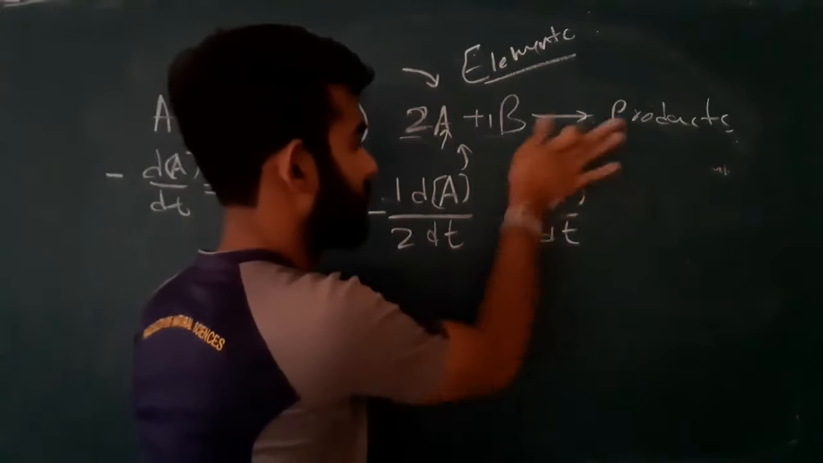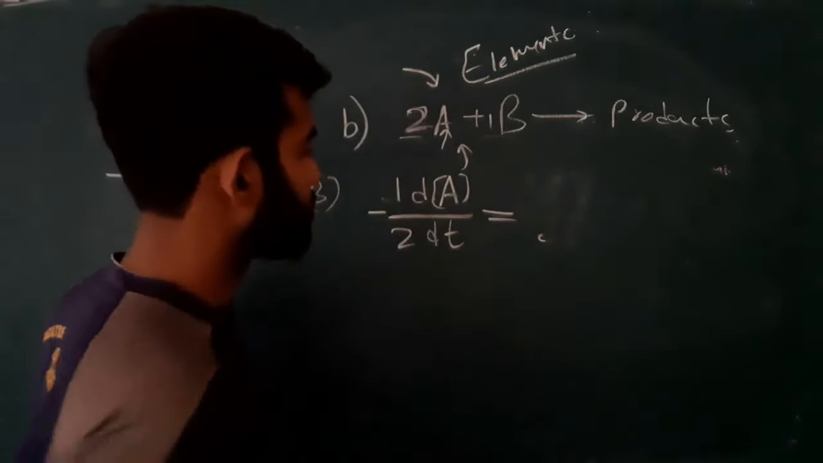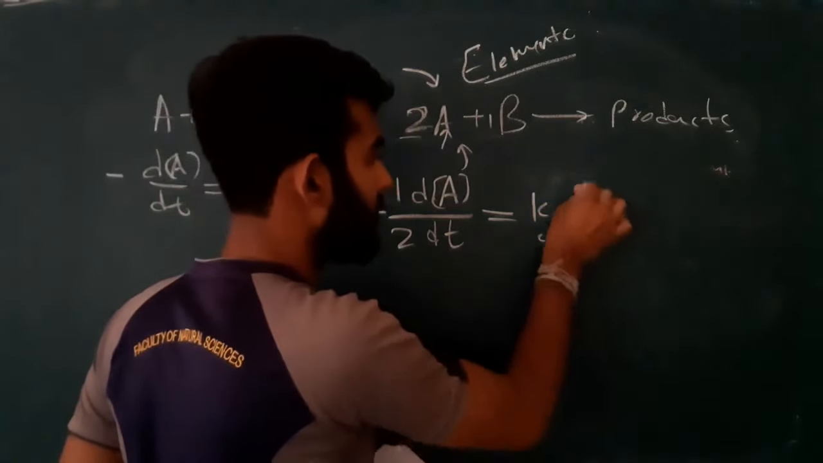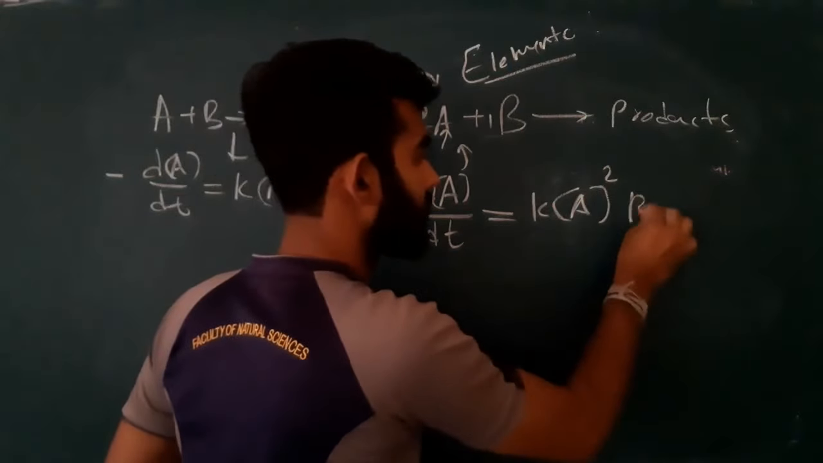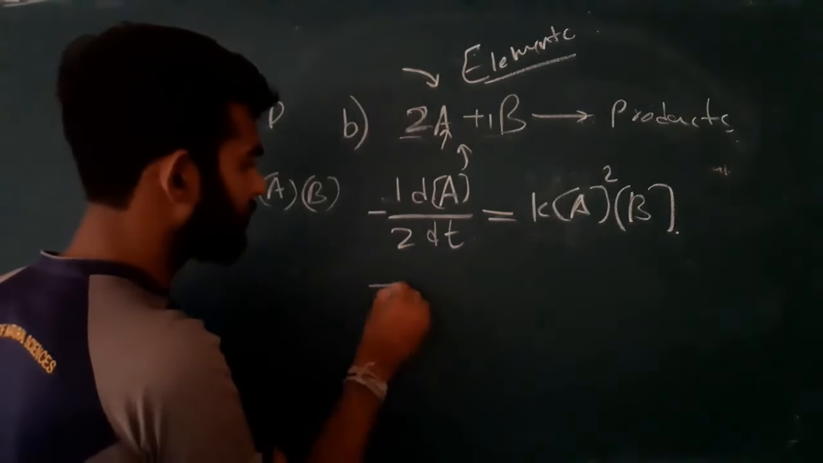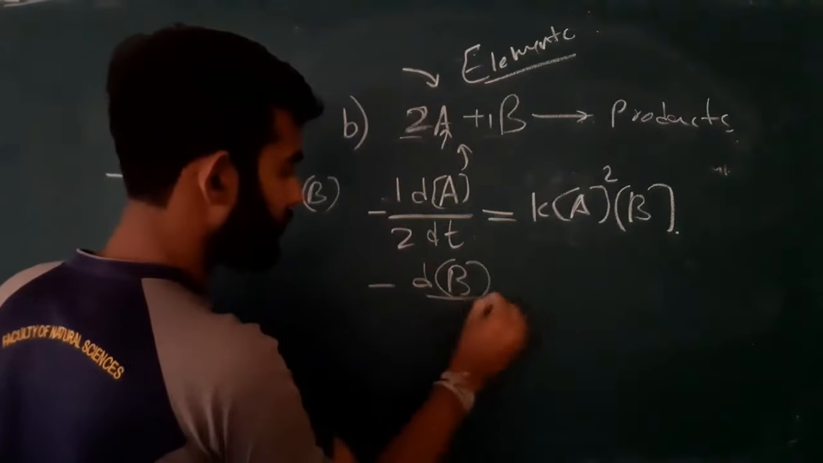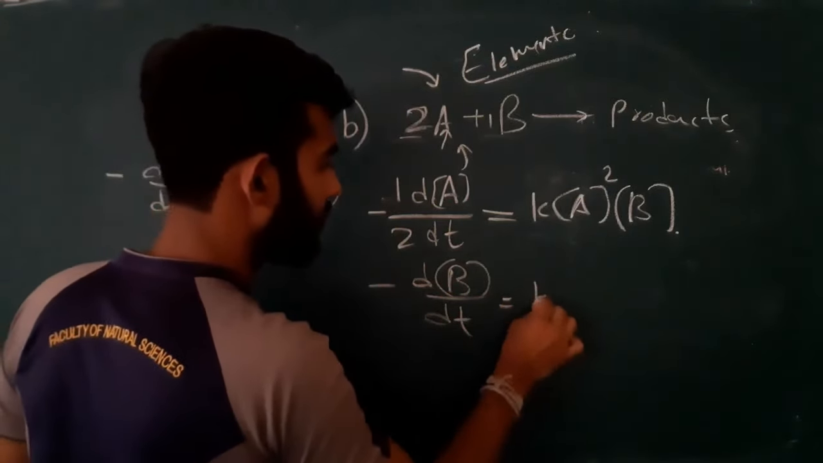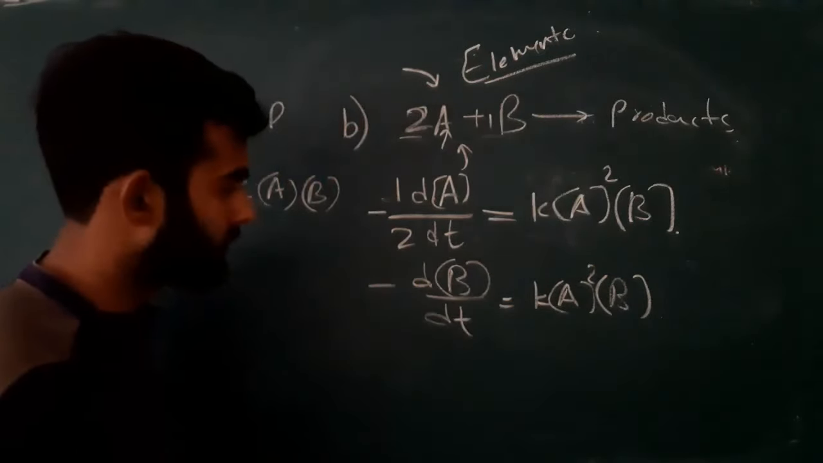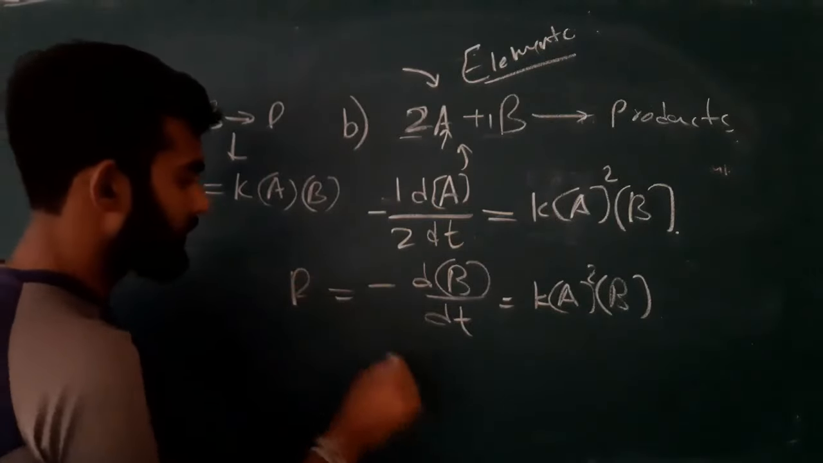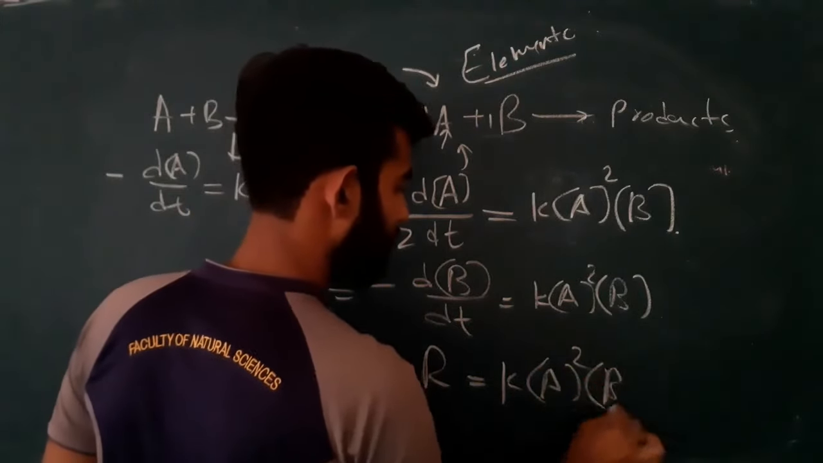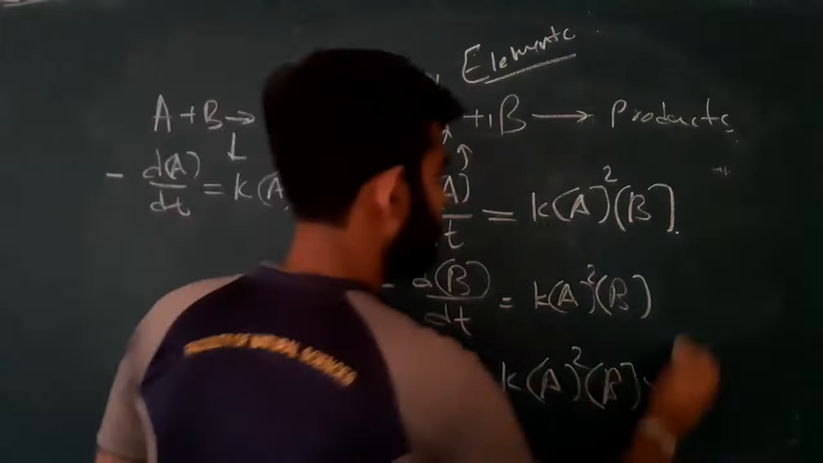So the rate is equal to K, concentration of A squared, concentration of B. This is the rate expression. Instead of this, you can simply write dB over dt is equal to K A squared B. Or you can write R is equal to K A squared B. All are the same. All are correct.